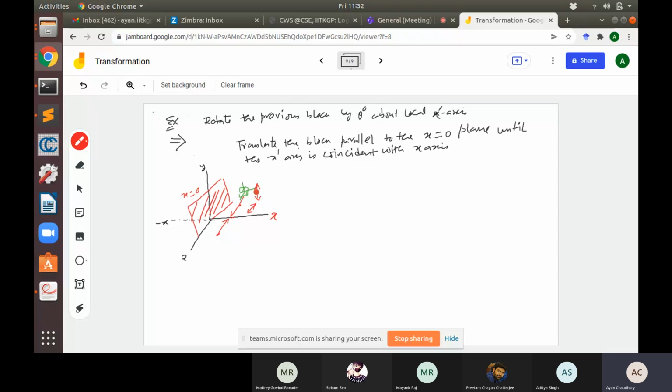So what should be my translation factor in this case? How much translation do we want in this case? Do you have any idea of how much we should move? So let's say that the centroid of this object is xc, yc, zc. Okay. So then what should be my translation in this case? Any idea? Sir, 0, minus yc, minus zc. And why is it 0?